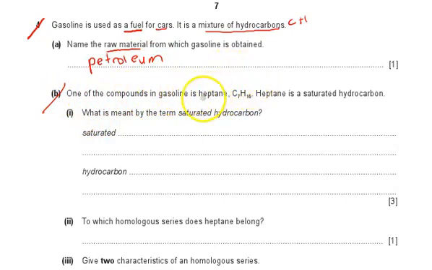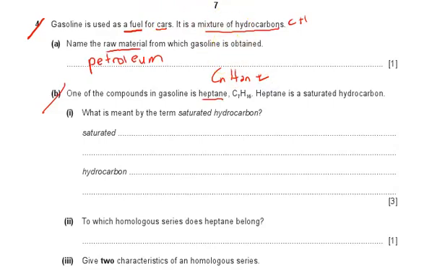Now one of the compounds in gasoline is heptane. So you have to follow this formula, plus 2, so you get C7 and H is 16. Heptane is a saturated hydrocarbon. Yes, it is in the alkane group. What is meant by saturated hydrocarbon? Saturated means only single bonds available. You can write here only single bond.